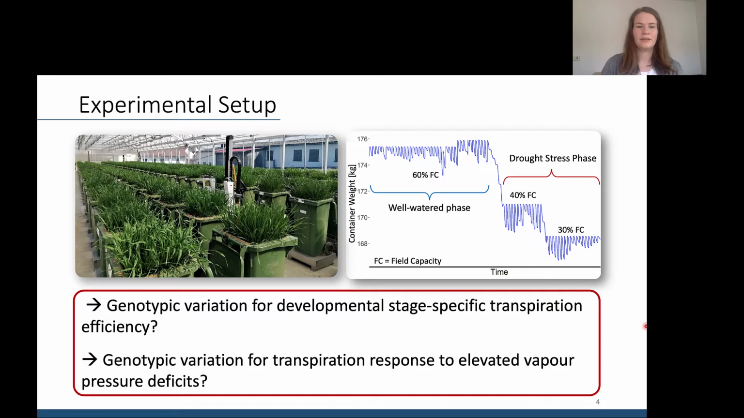For our study, we evaluated 79 elite winter wheat lines for their transpiration behavior under drought stress conditions. At the beginning of heading, all genotypes were exposed to drought stress and all plants were scanned with the 3D laser scanner to estimate biomass growth and transpiration efficiency non-destructively at multiple time points. The aim was to find out if there is genotypic variation for developmental stage specific transpiration efficiency and for transpiration response to elevated vapor pressure deficits.